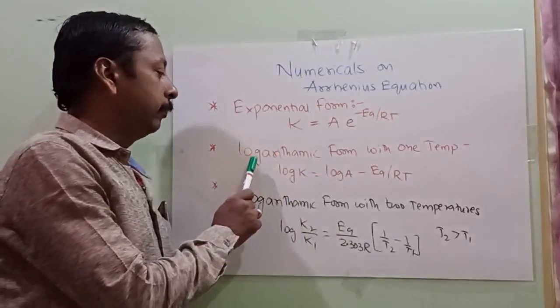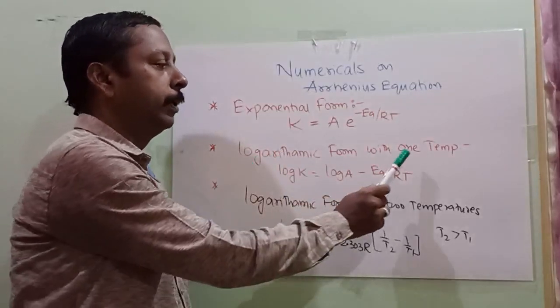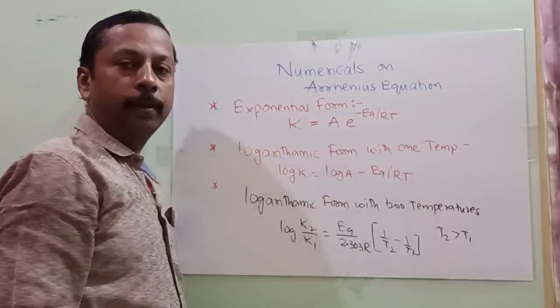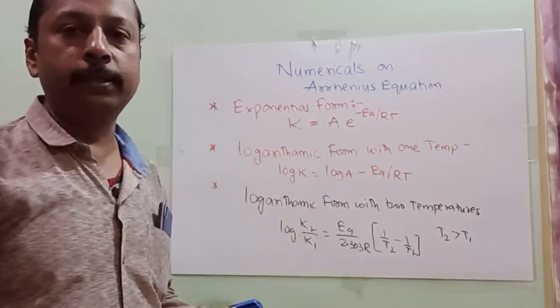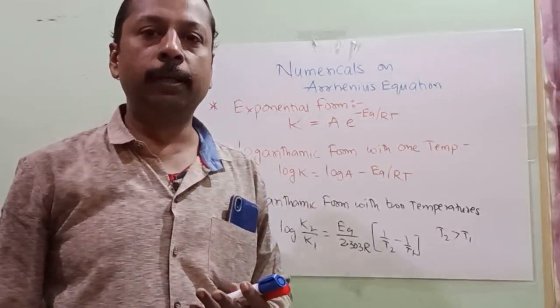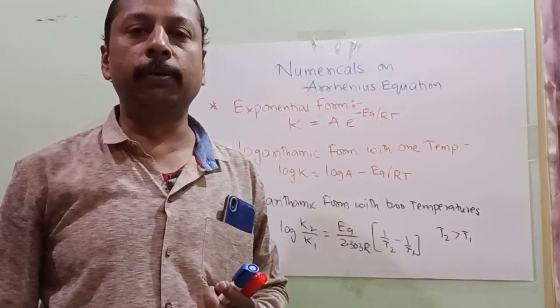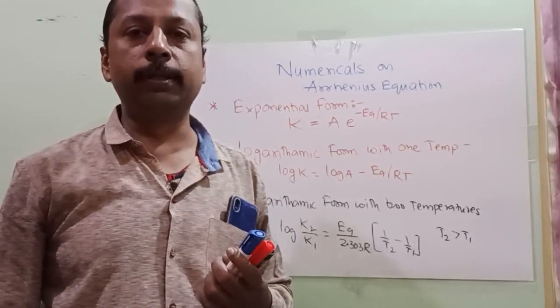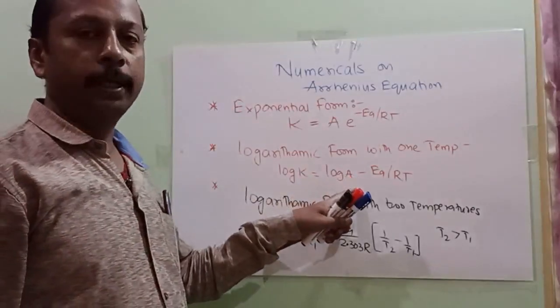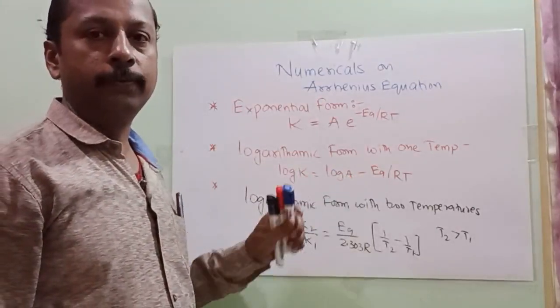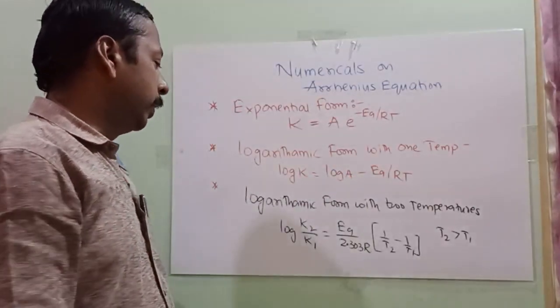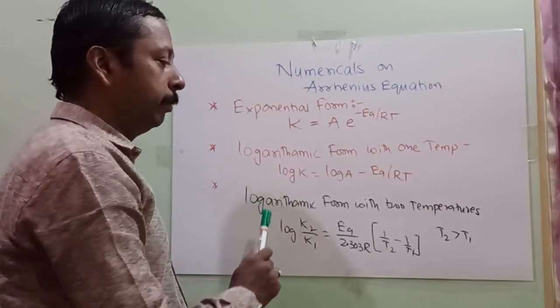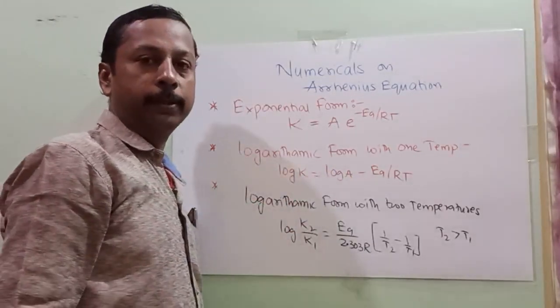And there is a second form, the logarithmic form, with one temperature given. When you are given one temperature and the rate constant, and you have to find out the activation energy, or when activation energy and temperature are given and you have to find the rate constant, in those conditions we will use this formula. Now let us see the next formula, the logarithmic form with two different temperatures.